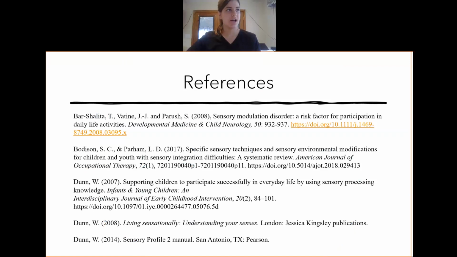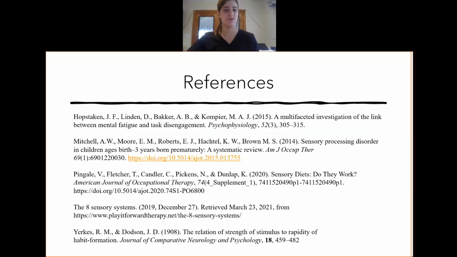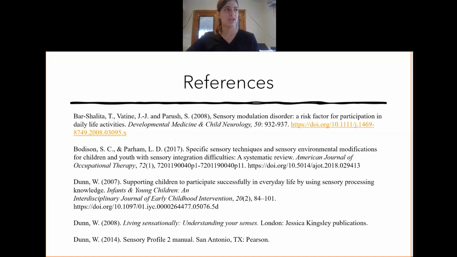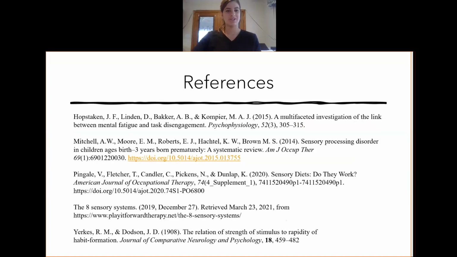Here are my references. Everything I use is evidence-based, so if you want to double check or look more into sensory processing, feel free to. Dr. Dunn, again, is the person who came up with sensory processing, so I have a lot of articles from her. And the Living Sensational book by Dr. Winnie Dunn is also really good. It gives you a foundation of what sensations are and how we as humans process sensations in our daily life.